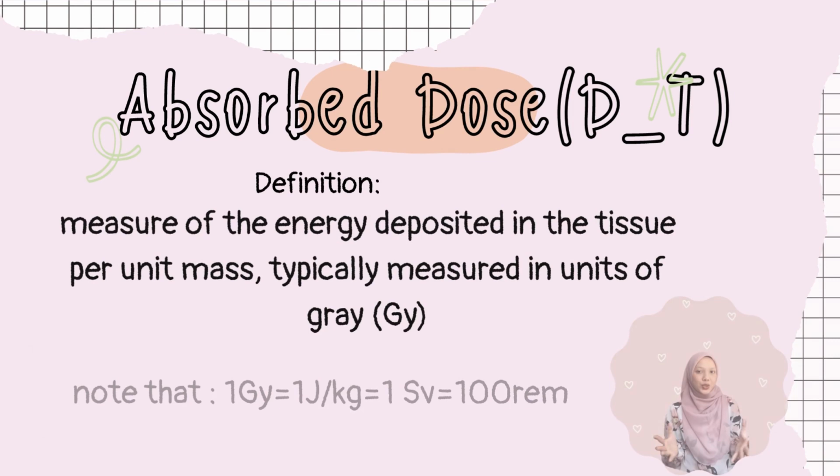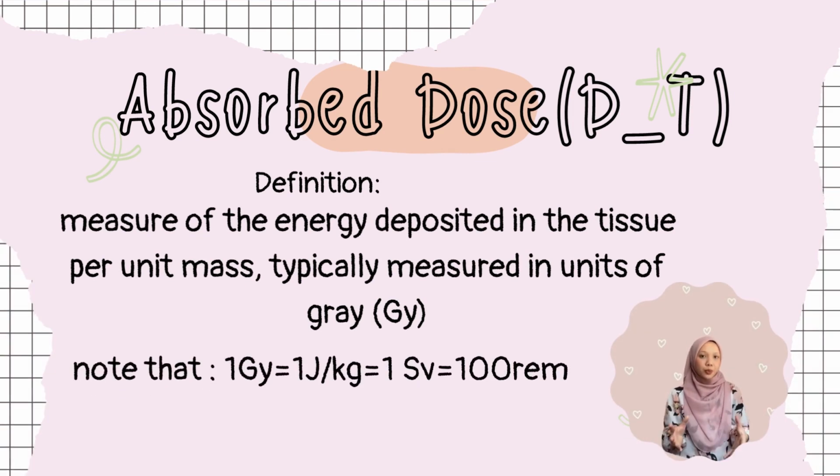The absorbed dose is a measure of the energy deposited in the tissue per unit mass, typically measured in units of gray. 1 gray is equivalent to the absorption of 1 joule of energy per kilogram of tissue, which is termed in Sievert.